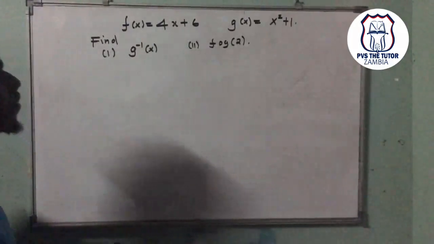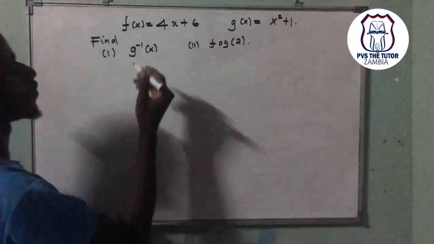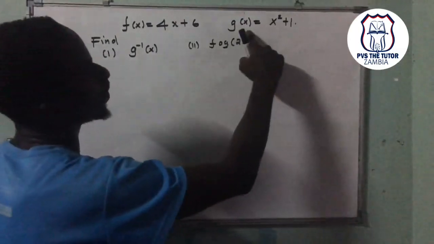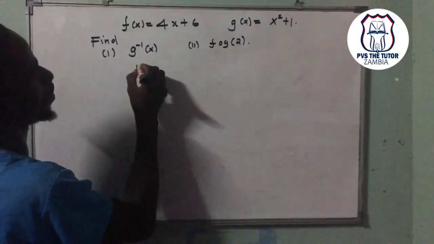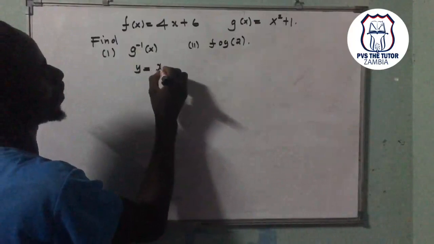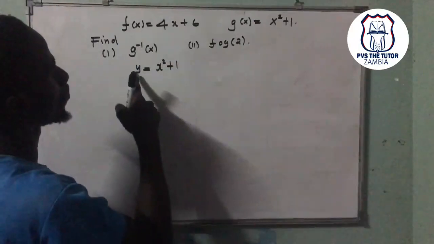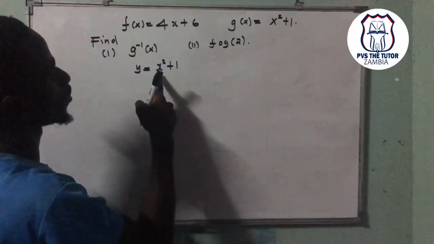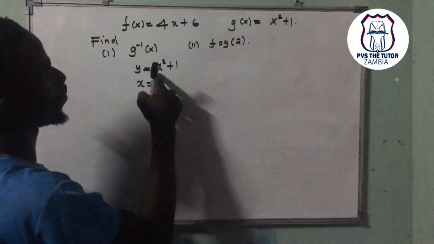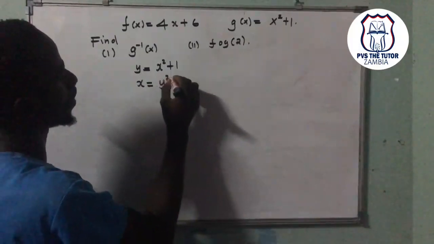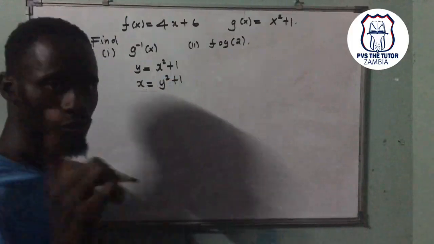So what we need to understand from here is that for the inverse of g, we take this function of g. Where there is g of x, we put y. That's the first step. So you say y is equal to x squared plus 1. Step 2 is that you swap. Where there's x, you put y. Where there's y, you put x. Like that. Then my job is to make y the subject of the formula.